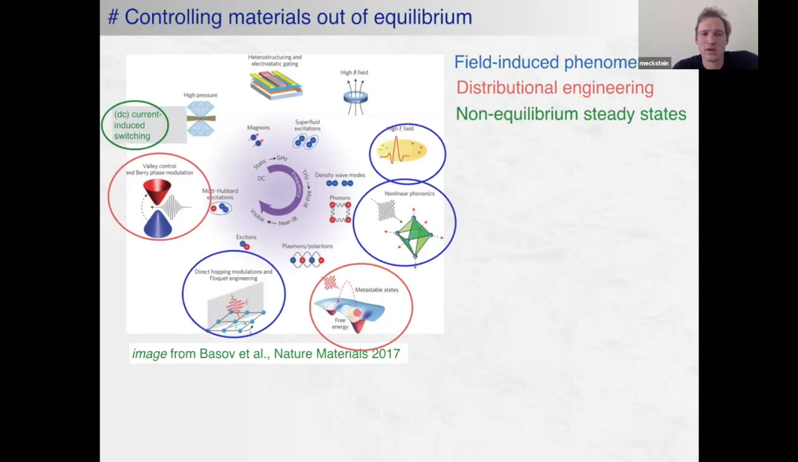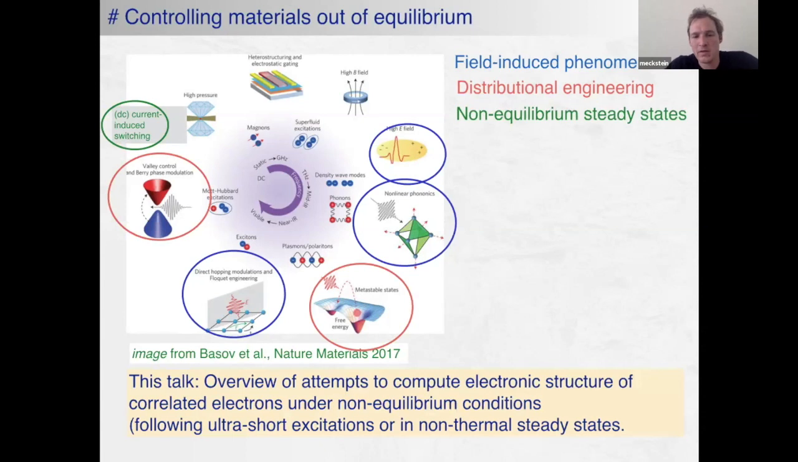There's also a certain relation to what we had before with this current-induced non-thermal phenomena. And so for all of these things, what we have to do from a theoretical perspective is that we need to have ways to calculate the electronic structure of correlated electrons under these non-equilibrium conditions. That means either following some ultra-short excitation or in quasi-steady states. And that's what I will try to give you an overview of our attempts to do this in this talk.